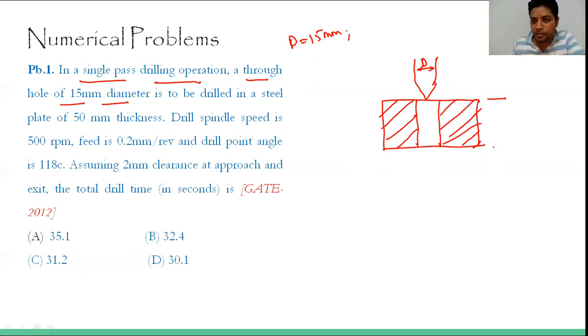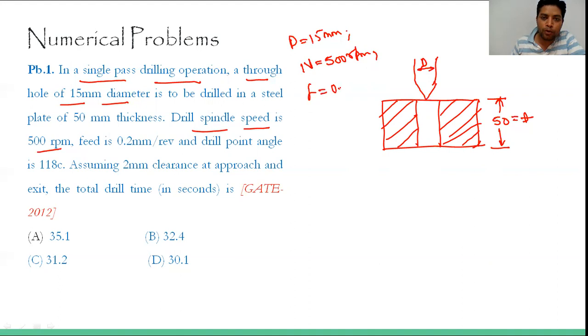So the thickness is initially given as 50 mm. This is small t. Okay, drill spindle speed is 500 rpm, so the value of capital N is given to you, that is 500 rpm. Okay, and next is the feed, that is 0.20 mm per revolution. Next is the drill point angle, which is 118 degrees. So 2 beta will be equal to 118 degrees, so beta will be equal to 59 degrees.